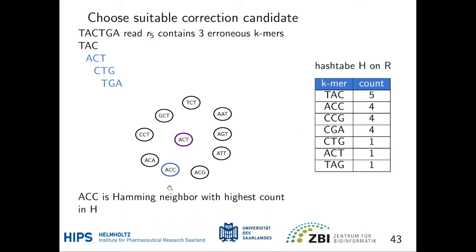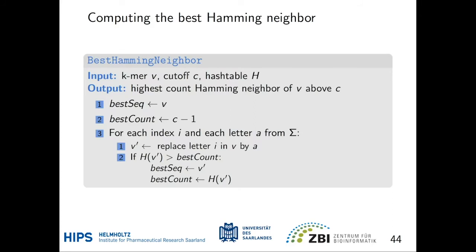In this case, in fact, only this Hamming neighbor is in the hash table, but this is a very small hash table. In practice, you will have more Hamming neighbors in the hash table, so we will choose the one with the highest count, which gives us the outline of the procedure for finding the best Hamming neighbor. At input, we have a k-mer v, coverage cutoff c, and hash table h. At the output, we aim to find the highest count Hamming neighbor of v that has count above c.